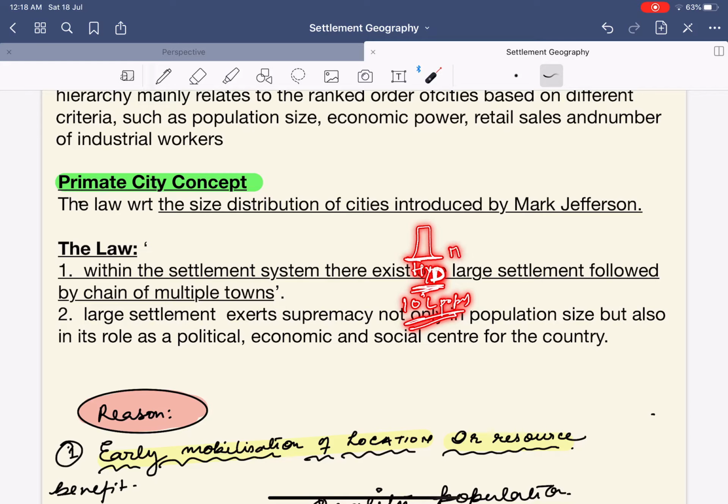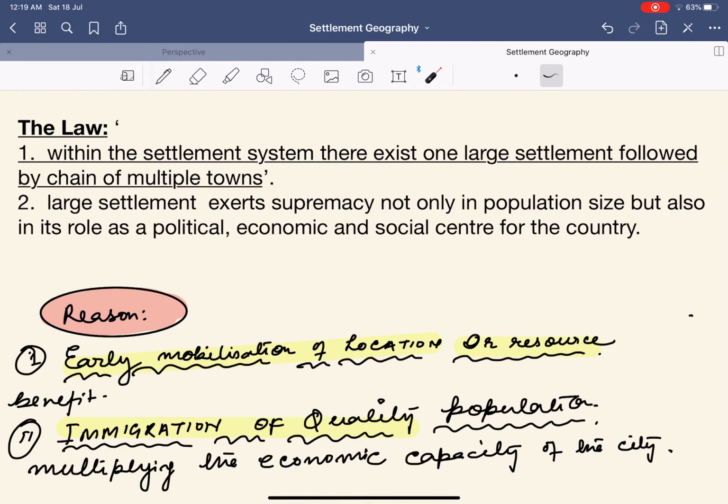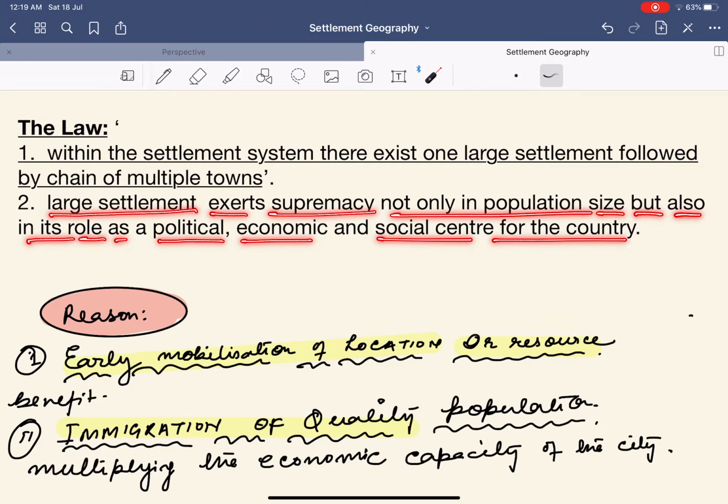And surrounding the metropolitan cities are many other smaller cities. We can call them tier 1 or tier 2 towns. If you have read the NCERT geography, then you would be better able to understand what a tier 1 and a tier 2 town is. Next. Large settlements exert supremacy not only in population size but also in their role as a political, economic, and social center for the country.